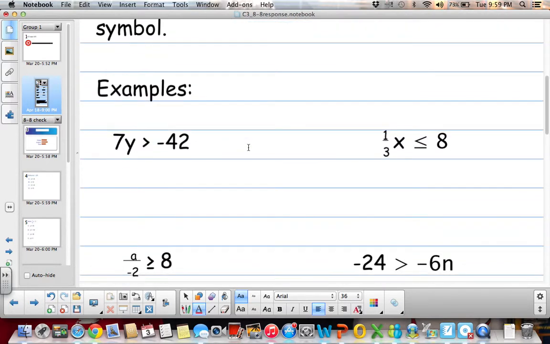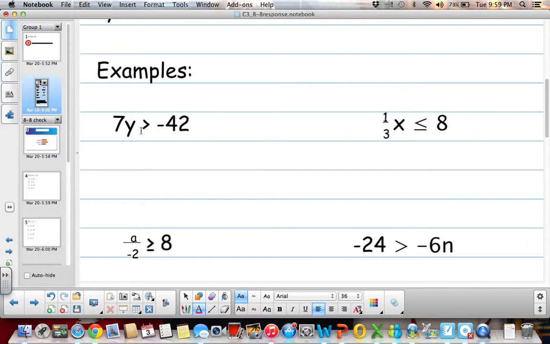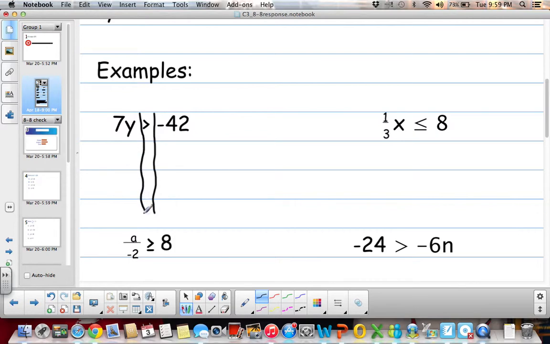So if we have 7y is greater than -42. We're going to do the same thing that we did with adding and subtracting on inequalities. And really, if you think back to one-step equations, it's very similar to that. So we look at the side with our variable, which is 7y. And we know that y is being multiplied by 7, so we're going to do the opposite, which is divide, and we're going to divide both sides by 7.